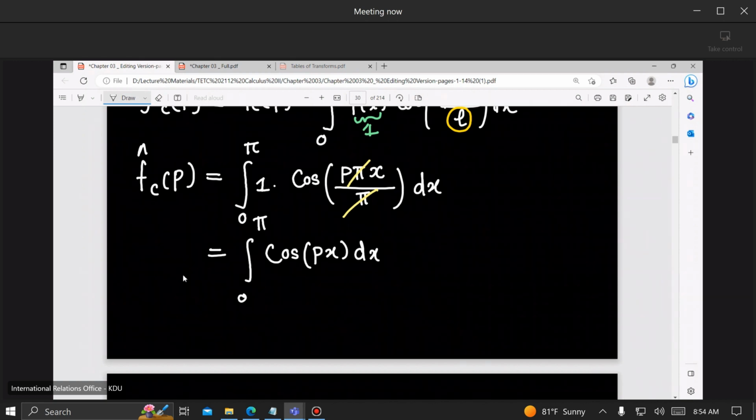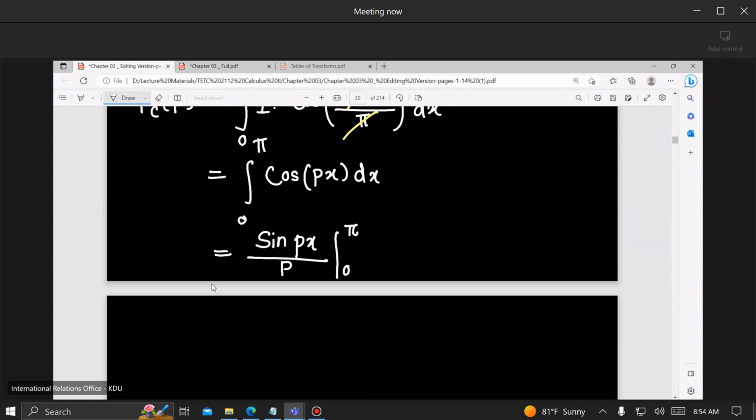What is the integration of cos p pi x? It is sine p pi x over p pi, and then we need to substitute the upper and lower limits. So we will obtain the answer. Let's keep this 1 over p pi out. Sine p pi minus sine p pi times 0 is 0. And we know that sine 0. What is the value of sine 0?